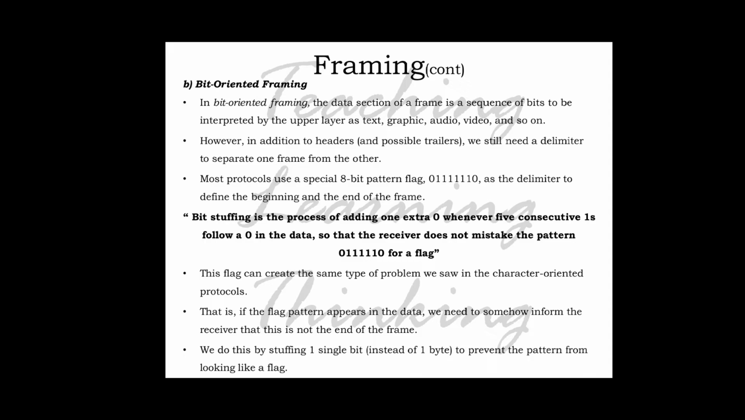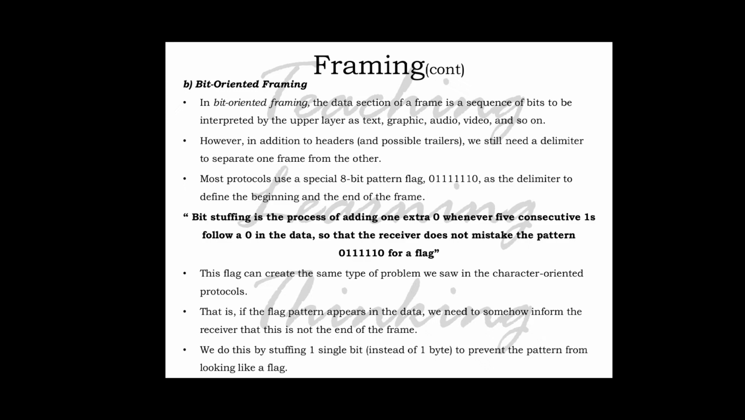The flag is 0 1 1 1 1 1 1 0, used as a delimiter to define the beginning and end of the frame. In the byte-oriented protocol we used one extra byte, or 8-bit data, as a flag, but here we are using an 8-bit pattern as a flag. So bit stuffing is the process of adding one extra 0 whenever 5 consecutive ones follow a 0 in the data. So what we are doing is adding an extra 0 whenever we see a 0 and 5 ones, so that the receiver does not mistake the pattern for a flag.